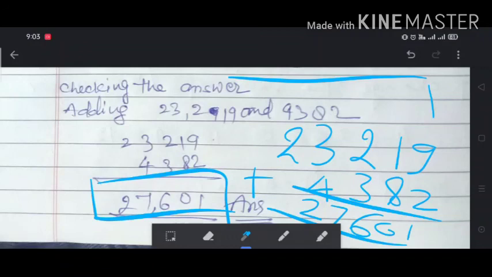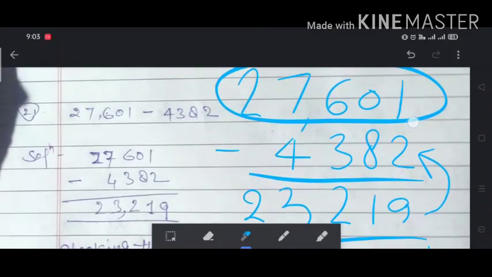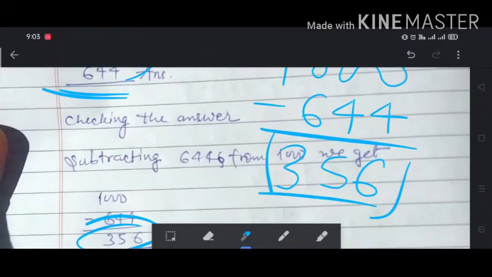So students, in this way we can find out the result. I hope everything is clear.